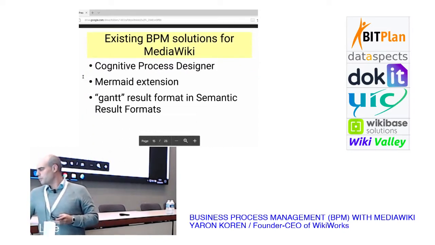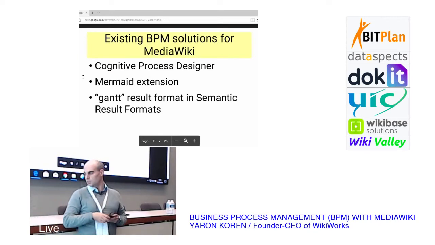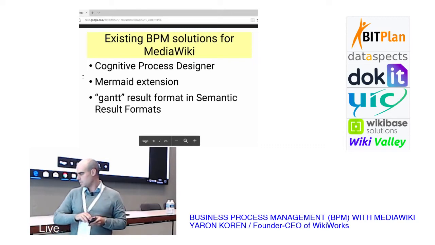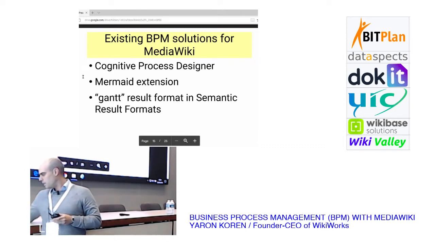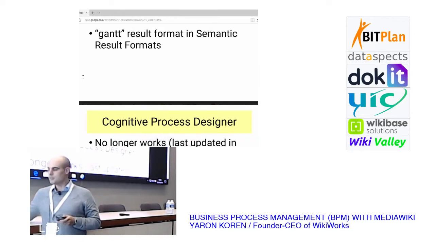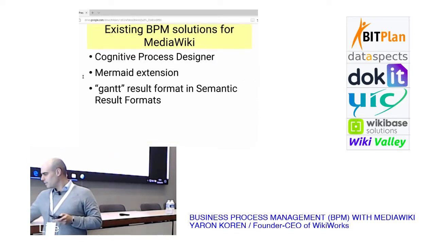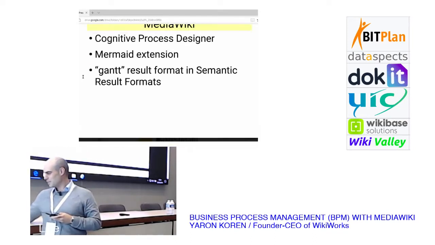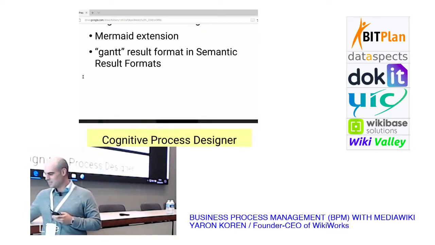So what's supported in MediaWiki already? There's an extension called Cognitive Process Designer, another one called Mermaid, which was already discussed, and then a result format for Gantt charts specifically in the semantic result formats extension. There might be others. Does Blue Spice have anything for BPM? No? Okay, cool. So this might be it. Not cool as in that's good, but it just means I didn't miss anything big.